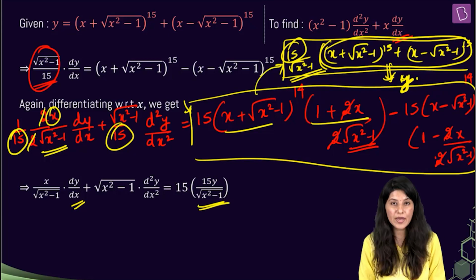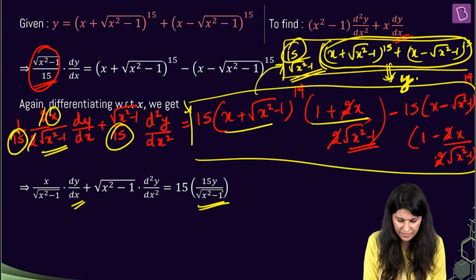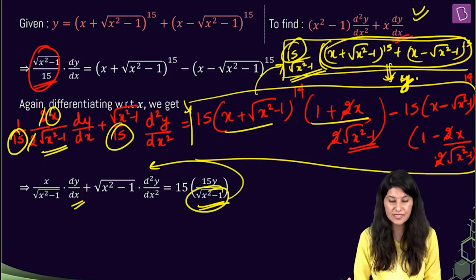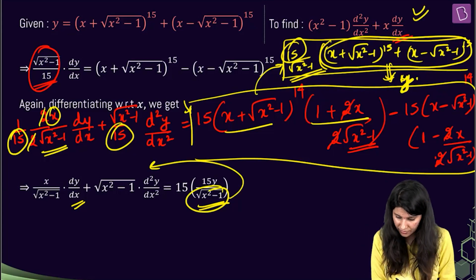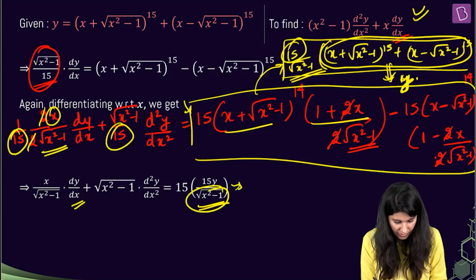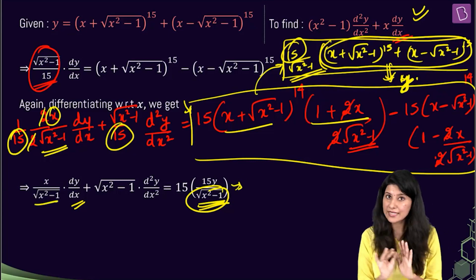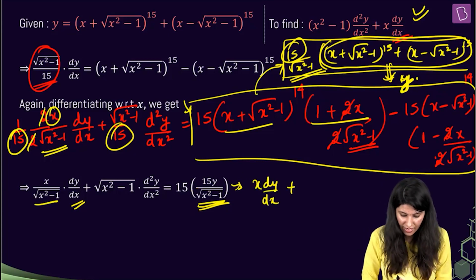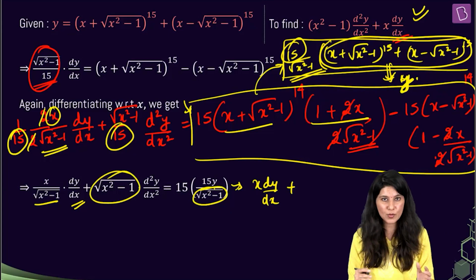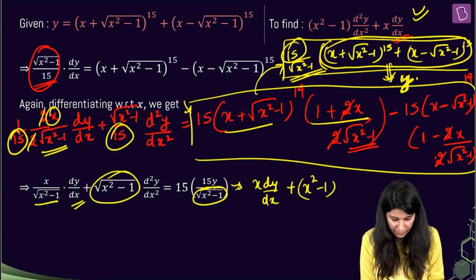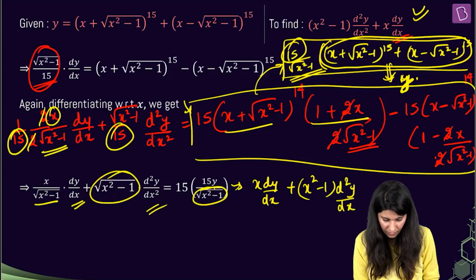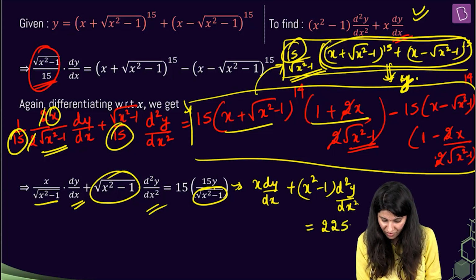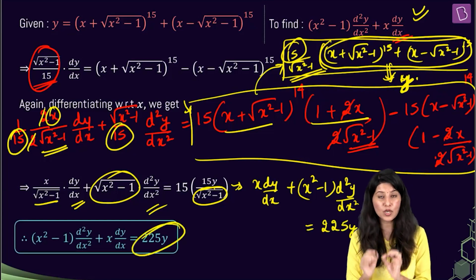Now, this x square minus 1 inside the square root, I am just taking over to the left hand side. That's all. This is the last step. Then you will see that I am getting this directly. If you multiply it, this and this will get cancelled out. So you are left with x dy by dx, then plus sign. And if you multiply this with this, square root gone, so x square minus 1 d2y by dx2, which is equal to 225y. That's all, 225y. This is what you were looking for.